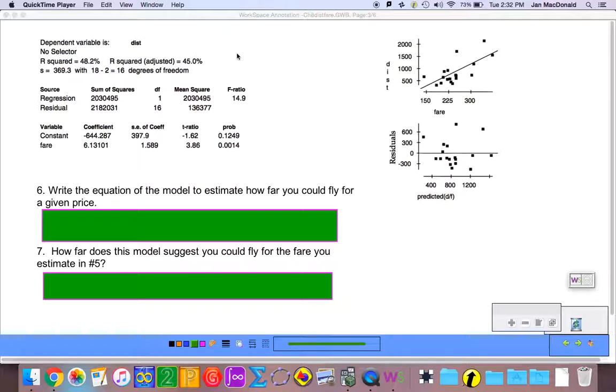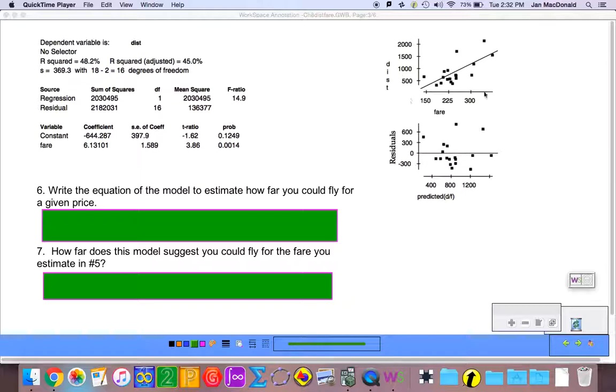We are in Chapter 8. We are on the prompt about distance and ticket price, and we're on the back side, questions 6 and 7. Okay, let's just take a look at our grid over here. Notice things have changed for us. Our x variable is now fare, the amount of money paid, and our y variable is now distance traveled.